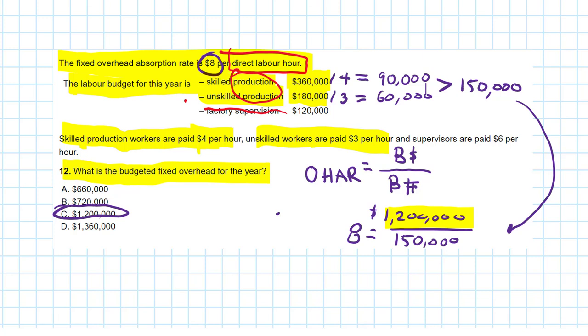Ladies and gentlemen, that's how we can use our knowledge of marginal and absorption costing to solve a tricky ACCA MA question.